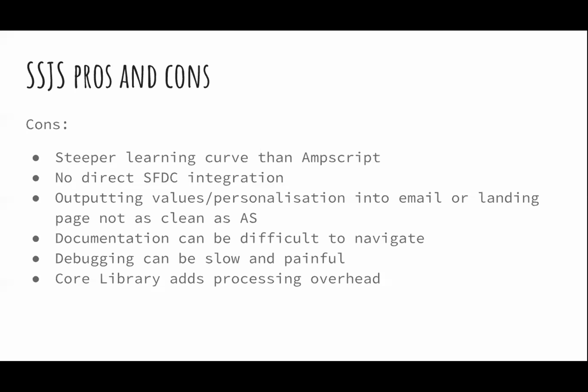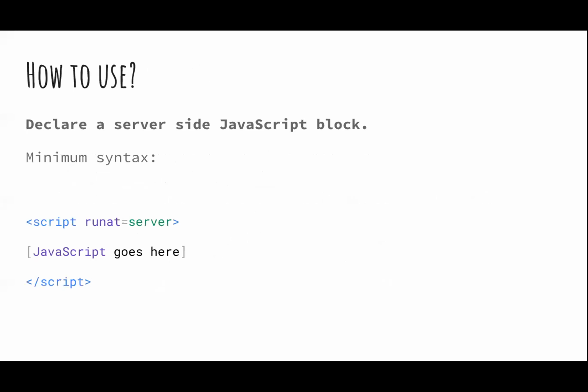Documentation can be a little difficult to navigate for SSJS. I think we're all aware of that, so I don't need to go into it too much. The debugging can be a little slow and painful, but the same could be said for AMPscript to some degree. The core library adds processing overhead. I mentioned that earlier. It's not huge in my opinion, but it does exist. To what scale, I'm not quite sure. I can't really talk to that, unfortunately.